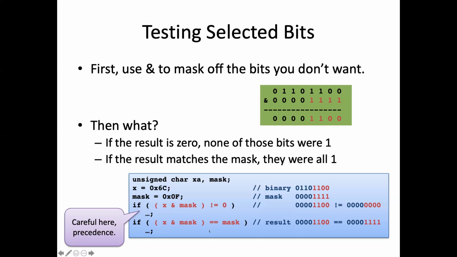If you take that number X and you throw away everything except the stuff that's in the mask, except the low order 4 bits, and it's still equal to the mask, then all 4 of those bits must have been on. So these 2 tricks give you an easy way to see if any bit in a set of bits is on, or if all bits in a set of bits are on. And you get to pick the set that you care about.